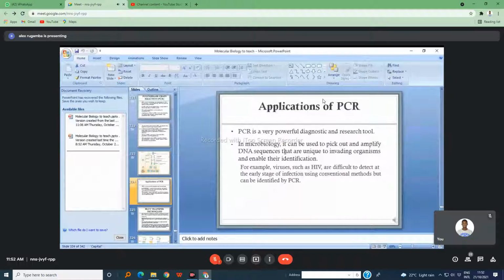So the PCR is a very powerful diagnostic and research tool. In microbiology, it can be used to pick out the amplified DNA sequence that is unique inside the organism and enable the identifying, for example, HIV viruses.